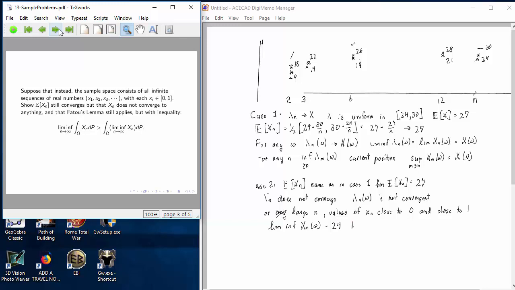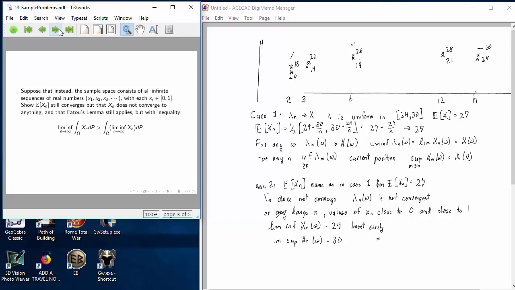However, this is true only almost surely, because it's not impossible that we could keep generating values of x sub n that are all in between 0.8 and 1, never getting small values. The probability of that is 0, but it's not impossible. Similarly, the lim sup of x sub n of omega is going to be 30, because for some large value of n, we're almost certain to have an x sub n that is very close to 1. But again, that's true only almost surely.